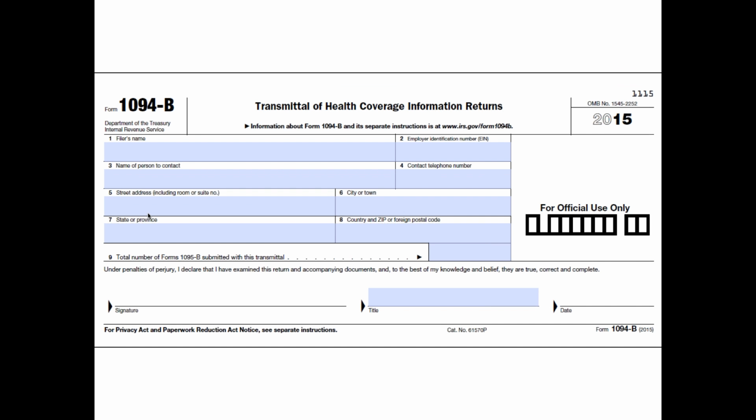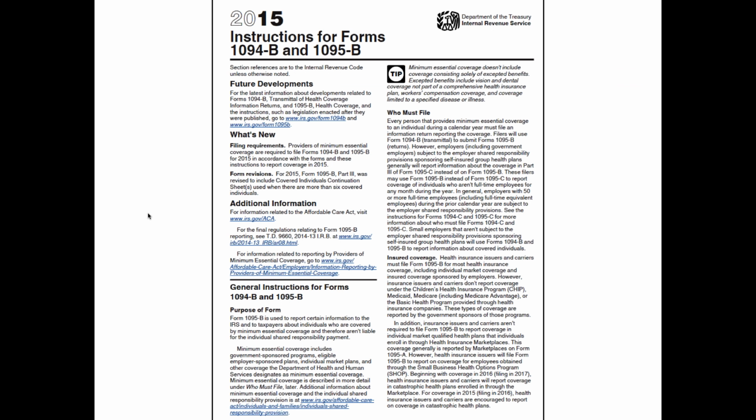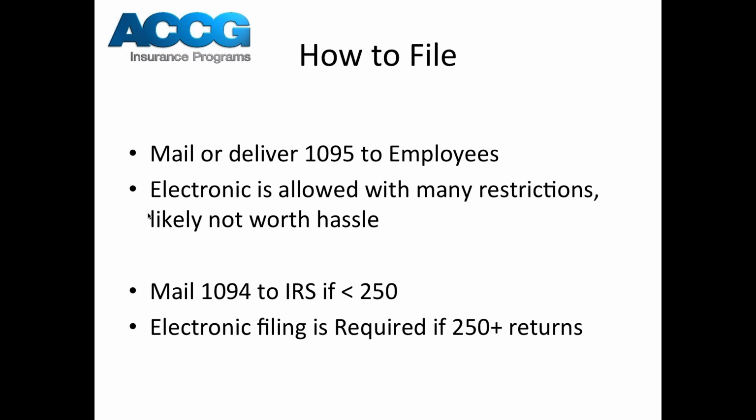And the 1094-B, look how much simpler that is than the 1094-C. It basically just wants to know your name, address, and if somebody signed off that it's good. And again, the instructions for this are over on the right-hand side. How you file the forms. You're either going to mail it to your employees or hand deliver it. There are rules that would allow electronic delivery, but you have to get specific written approval for every employee you're going to do that for.